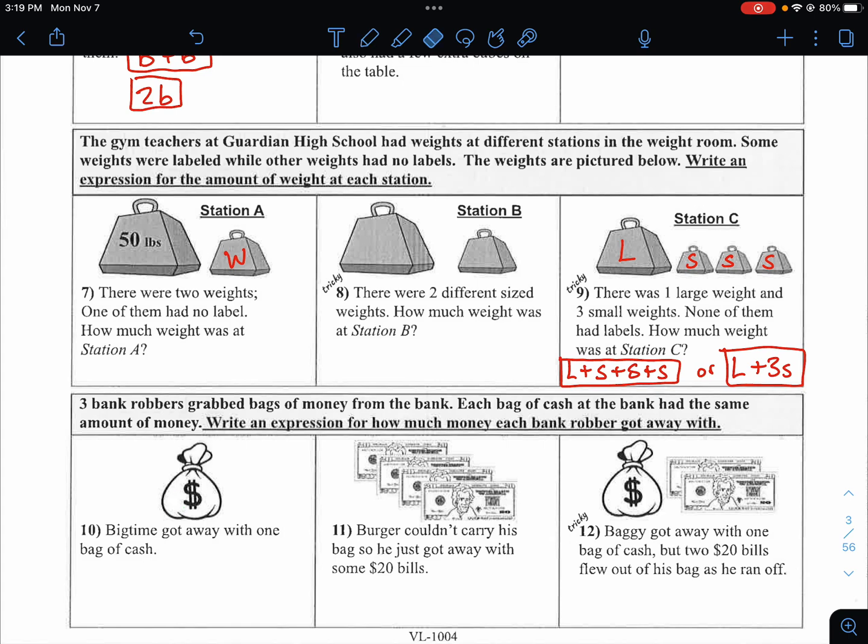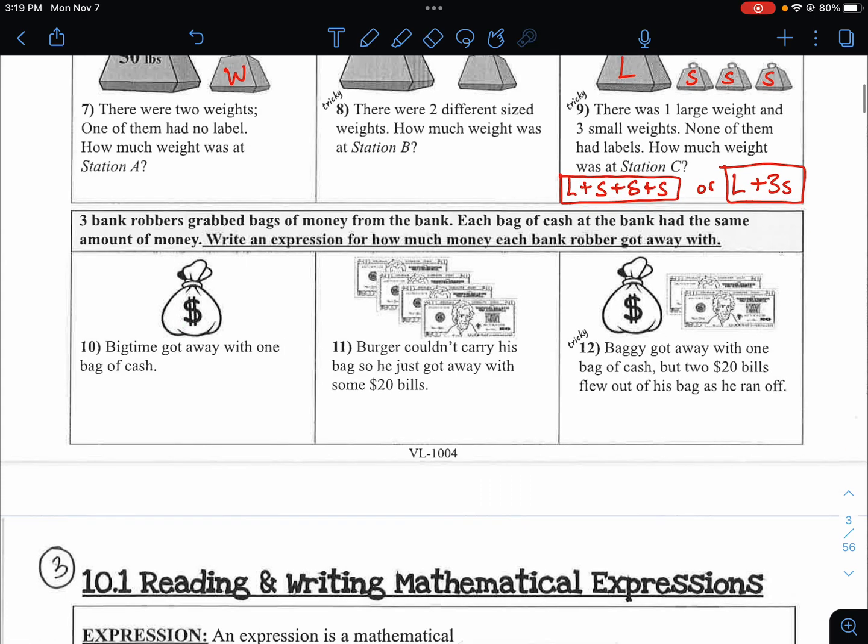Finally, last section. 3 bank robbers grabbed bags of money from the bank. Each bag of cash at the bank had the same amount of money. Write an expression for how much money each bank robber got away with. So you're going to need to use a variable for the amount of money that they got away with. Let's do number 12 together.